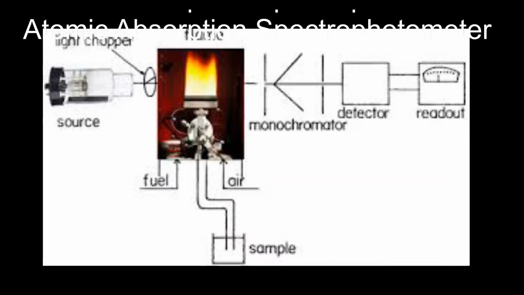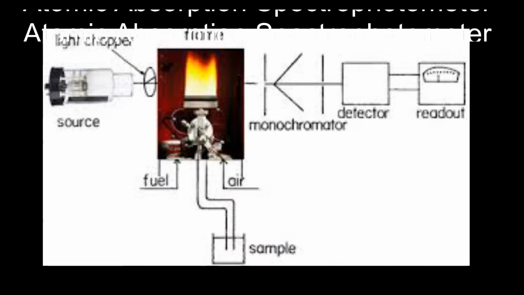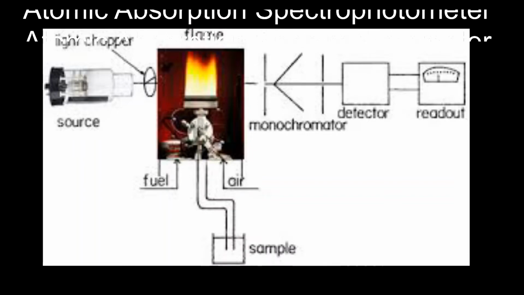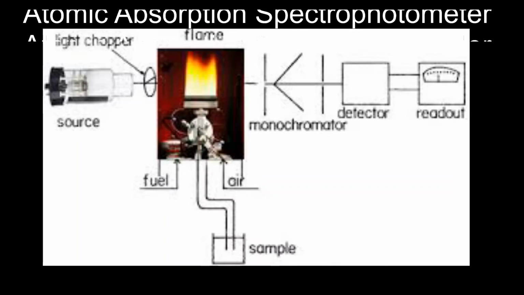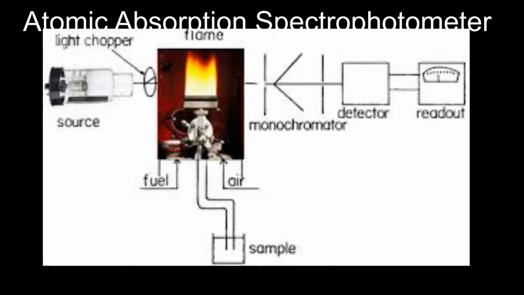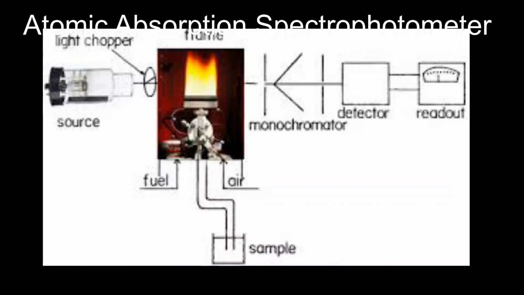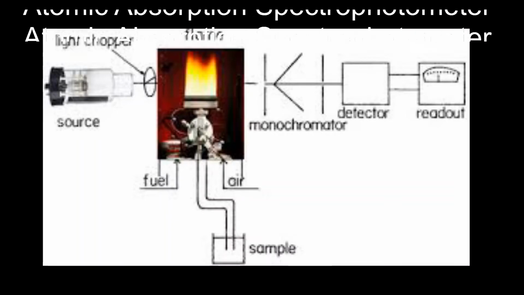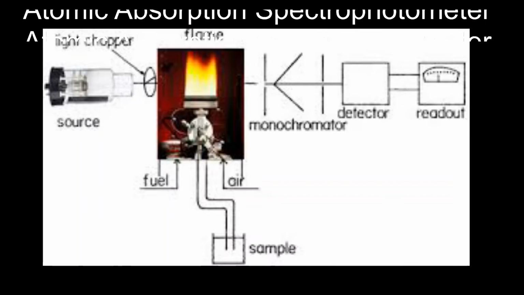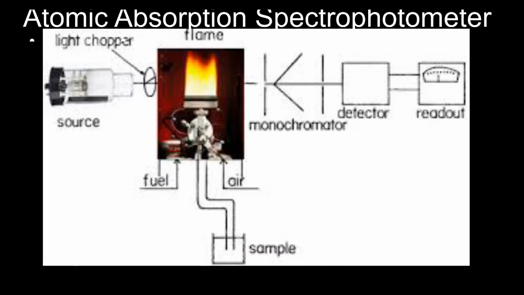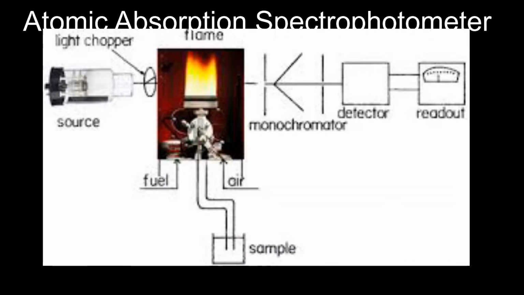The next component is the monochromator. After absorption of the characteristic wavelength, the beam which is coming from the flame enters into the monochromator, which disperses the beam into its individual wavelengths. When the monochromator is rotated, these wavelengths are focused one by one on the photocathode of a photomultiplier tube. The monochromator can be either a prism or a diffraction grating.